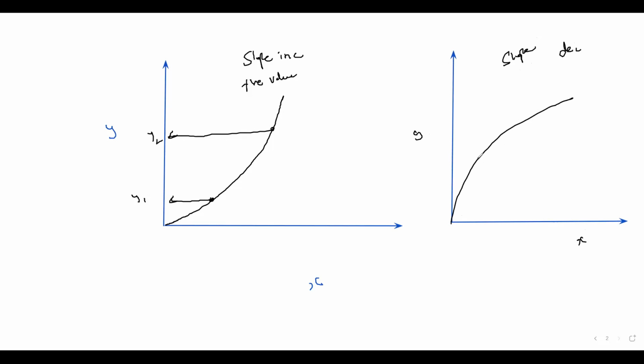When you work out the value, the first point is y1 and the second point is y2. So y2 is above y1, so the value of the slope will decrease, but again it will be a positive value. Slope is decreasing. Slope means angle.